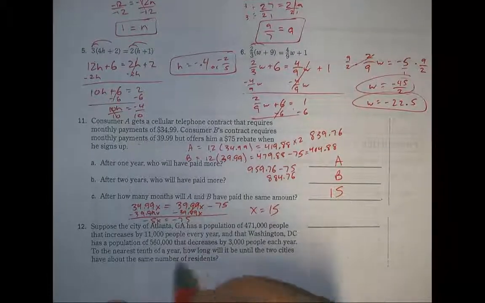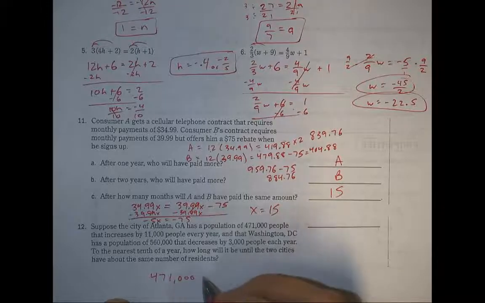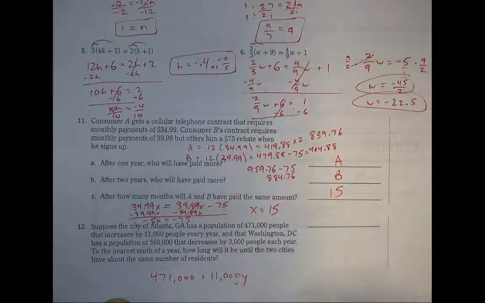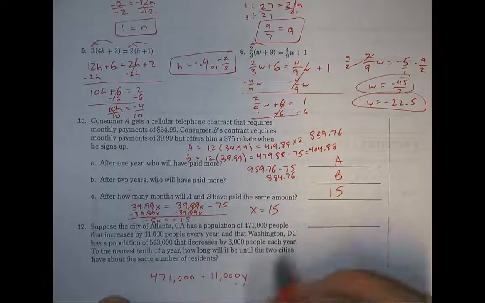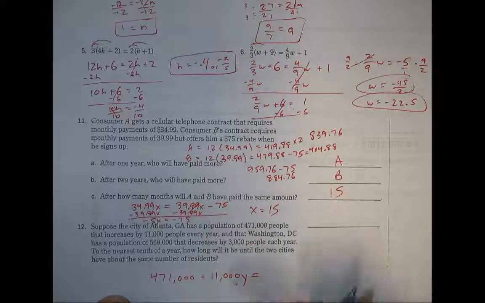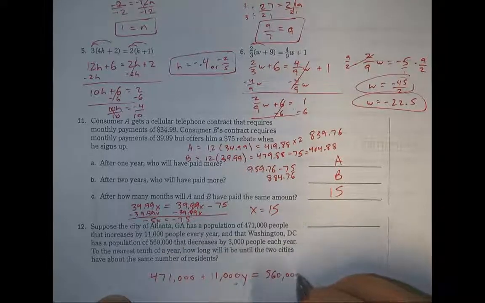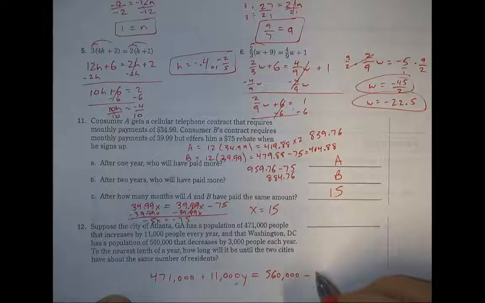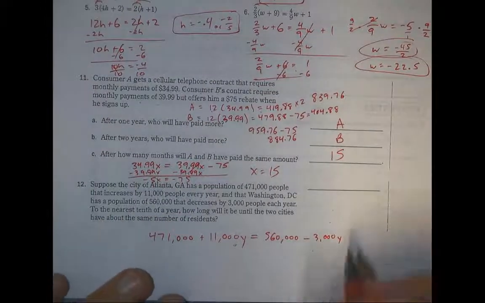Number 12. Got some populations here. 471,000 increasing by 11,000 per year. I'm going to jump to the end here. How long it will be until they have the same. So we're looking for equal here. The other one is 560,000 decreasing by 3,000 per year. So we want to know when are these two populations the same. We're going to solve this equation.